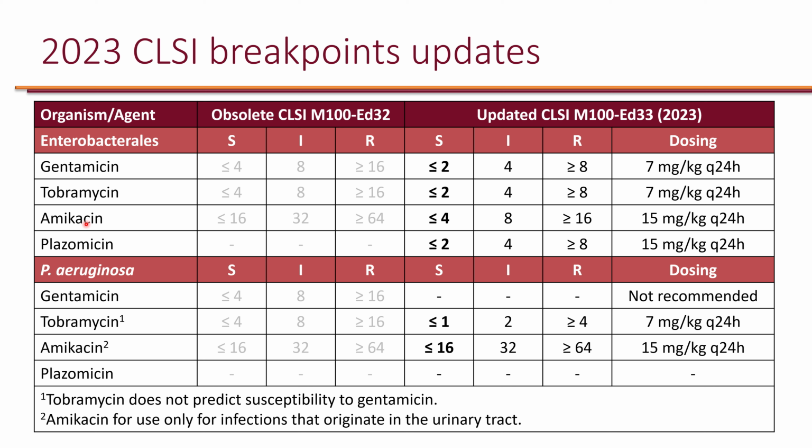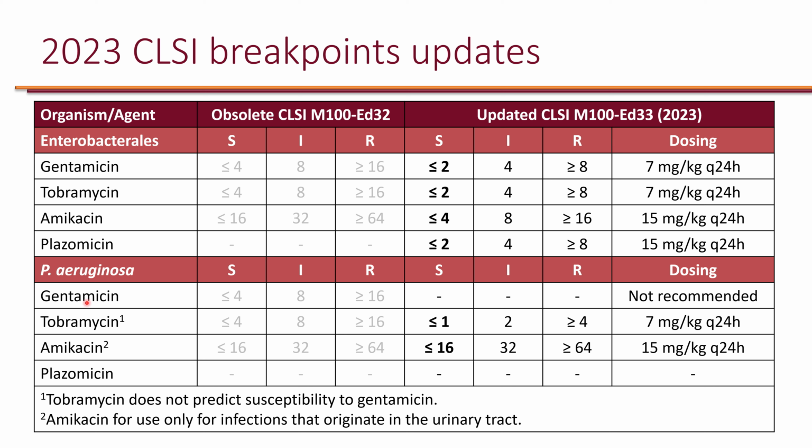Now for amikacin, the susceptible breakpoint was less than or equal to 16, and it is now less than or equal to 4, and that's based on 15 milligram per kilo once a day. Plazomycin, which is the newest aminoglycoside, came to the market in 2018. Previously, we did not have CLSI breakpoints for it. So now they are added, so less than or equal to 2 is considered susceptible for plazomycin. And this is for all types of infections.